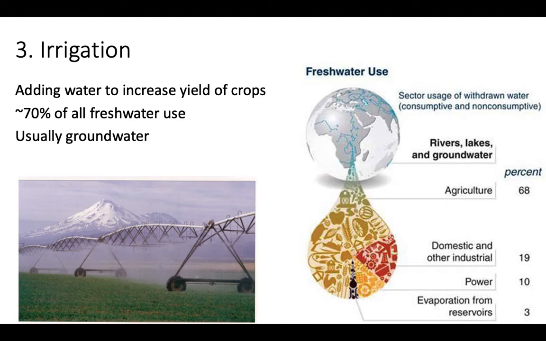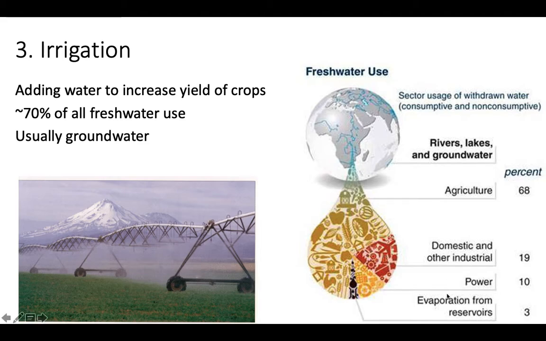And the third and final thing that I'm going to talk about today for the Green Revolution is irrigation. Irrigation is basically the targeted addition of water to increase the yield of crops. About 70% of all fresh water that is used on Earth is used for agriculture. Only about 20% is used for, like, using it around your home.